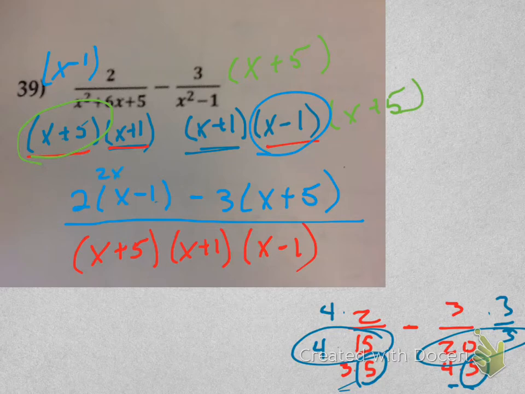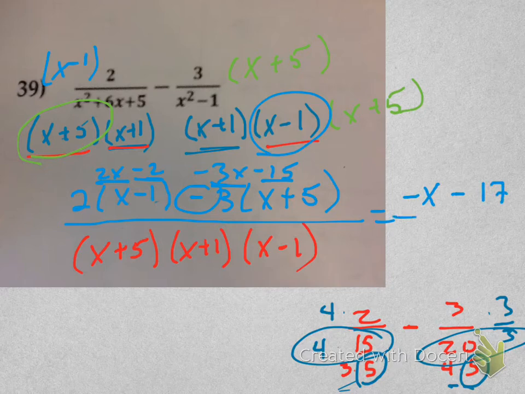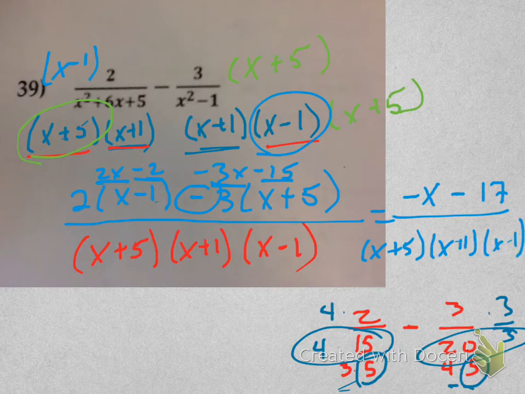That's 2x minus 2, negative 3x minus 15. Don't forget to distribute that negative in there. Now add like terms. Positive 2x minus 3x is negative x. Negative 2 minus 15 is negative 17, all over x plus 5, x plus 1, x minus 1. And there's your answer.